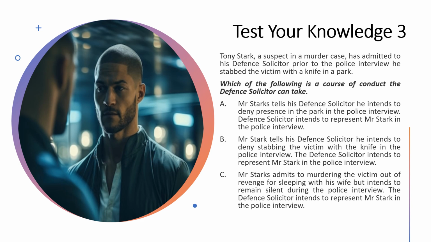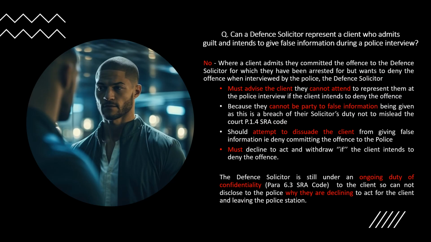B, Mr. Stark tells his defence solicitor he intends to deny stabbing the victim with the knife in the police interview. The defence solicitor intends to represent Mr. Stark in the police interview. Or is it C, Mr. Stark admits to murdering the victim out of revenge for sleeping with his wife, but intends to remain silent during the police interview. The defence solicitor intends to represent Mr. Stark in the police interview. All those test your knowledge questions are answered at the end.